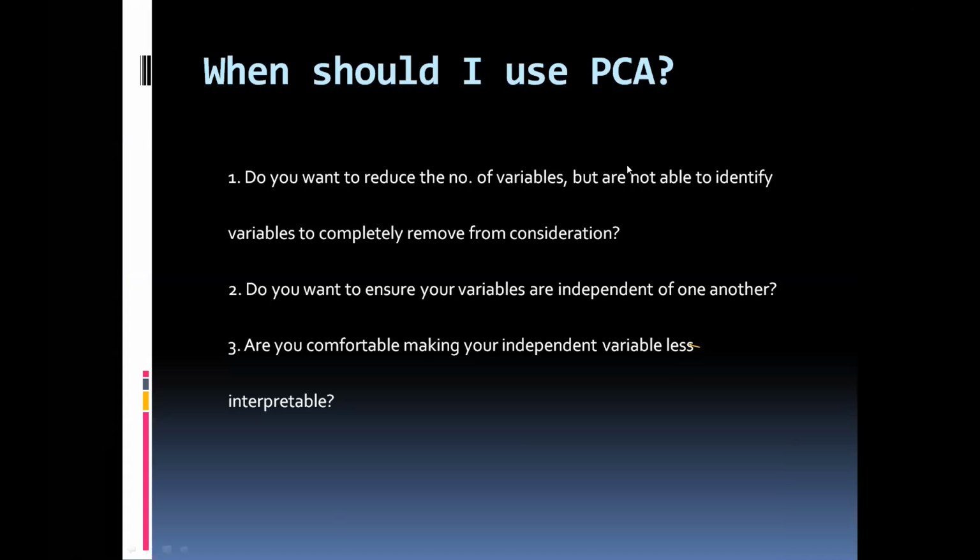So when should I use the PCA? That is the first question while you are applying a PCA. Do you want to reduce the number of variables but are not able to identify the variables to completely remove from consideration? During that time, you have to use a PCA to identify the potential features, guys. And second, do you want to ensure your variables are independent of each other? PCA concerns what features are available in your data set, so that each and every feature is independent of the others.